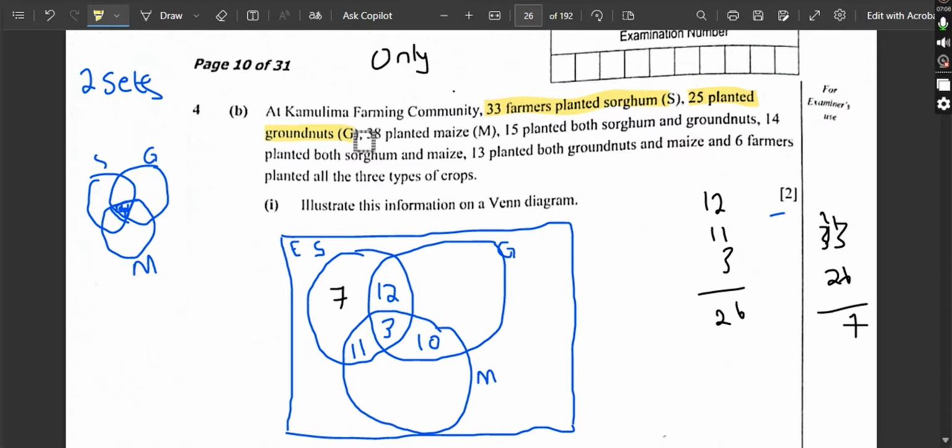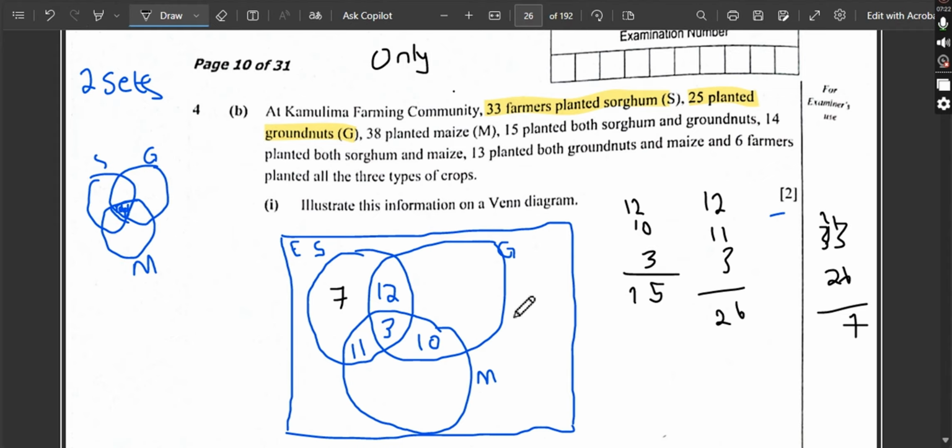25 planted groundnuts. So you're going to add up whatever is in groundnuts. You do the same thing. That is 12, 10, 3. Here we are told that 25 planted groundnuts, and what are we getting here? We have 12, 10, 3.